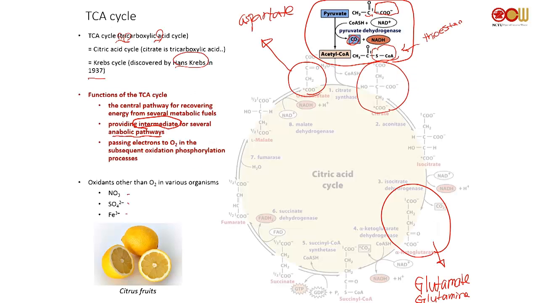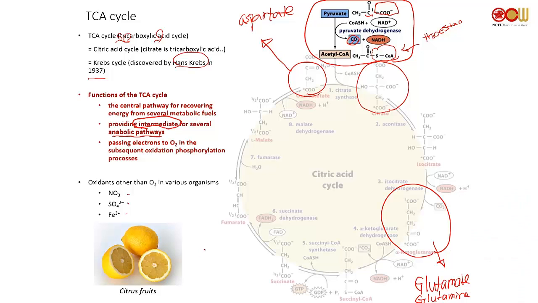Pyruvate decarboxylation. Have we talked about this in our previous lectures? Where have you seen pyruvate decarboxylation? So, you have pyruvate, and if we do a decarboxylation, it becomes what? Anyone want to take a guess? Where have we seen pyruvate decarboxylation?